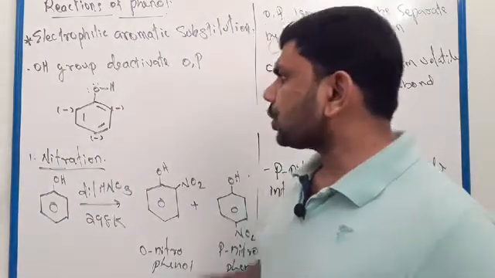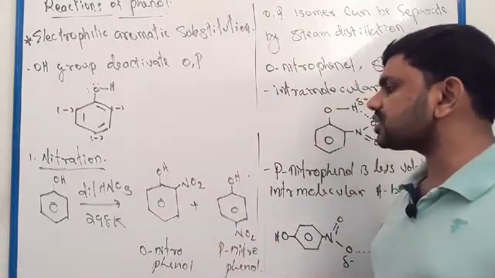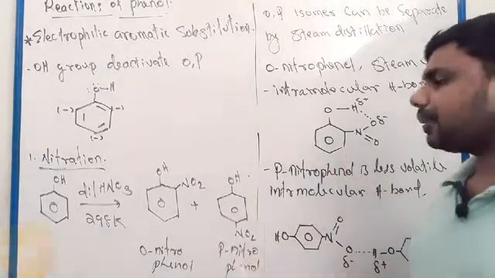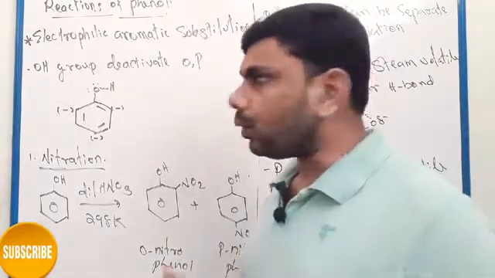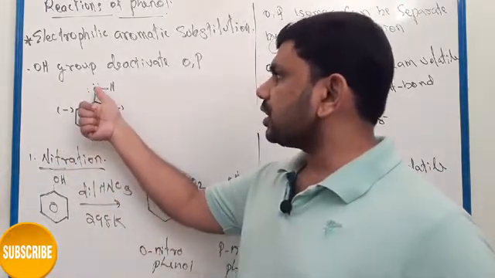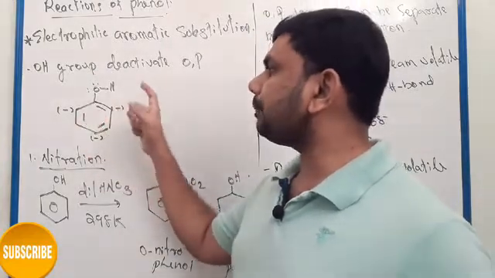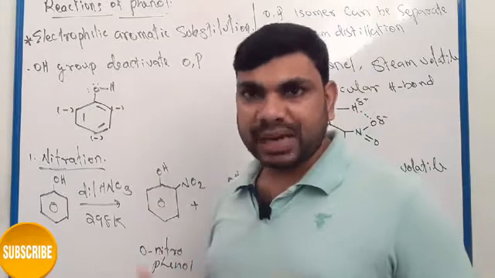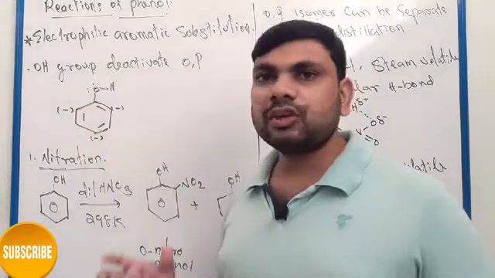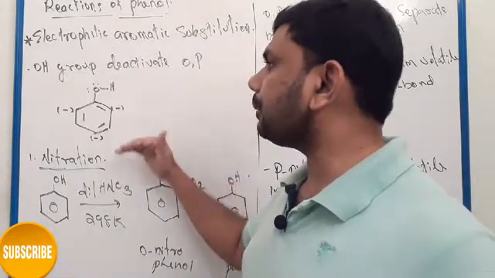Clear? Based on this information we have many substitution reactions, many chemical reactions to discuss. All are at the ortho and para positions. Why do the ortho and para positions get substituted? Because in this OH, the oxygen has an electron pair. This electron pair is conjugated with the pi electrons of the benzene ring, and the ortho and para positions get negative charge. That's why substitution happens at the ortho and para positions.